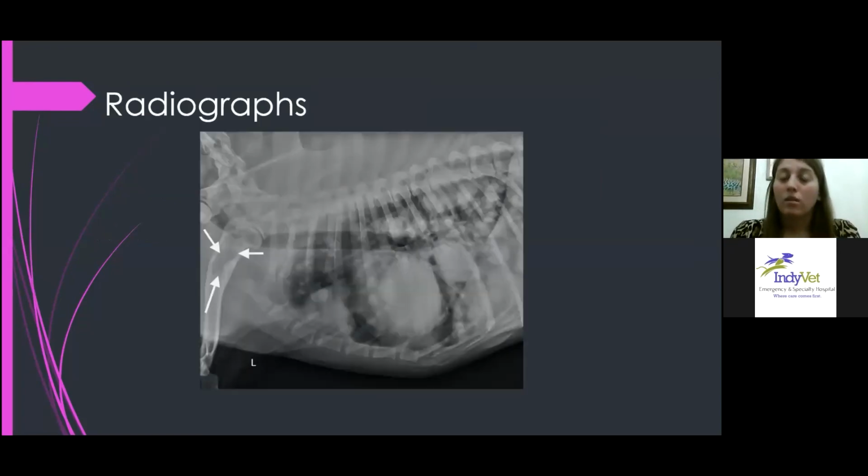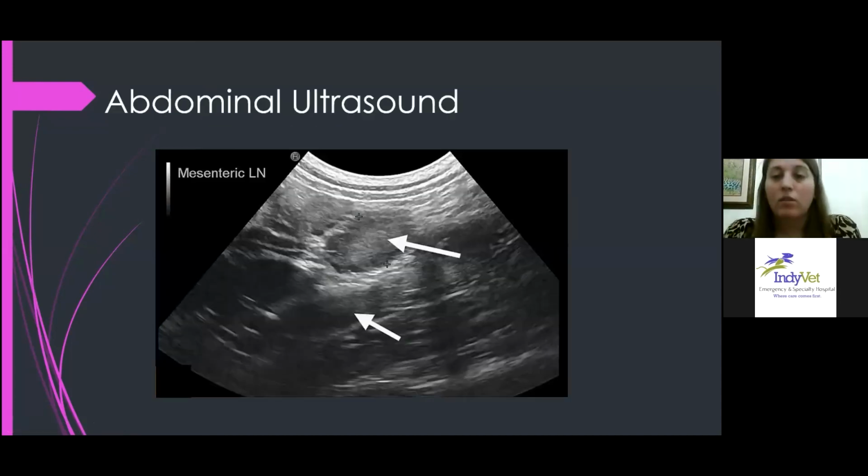Radiographs. This shows the primary tumor here, which is an osteosarcoma. As I mentioned earlier, osteosarcoma is likely to go to the lungs. All of these little masses present in the lungs here are metastasis of this primary lesion. Abdominal ultrasound. This shows a picture of enlarged lymph nodes. That could be a round cell tumor or an epithelial cell tumor that likes to go to those lymph nodes.